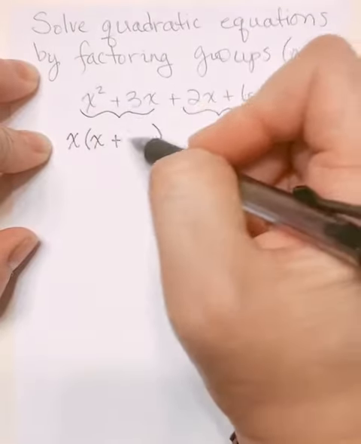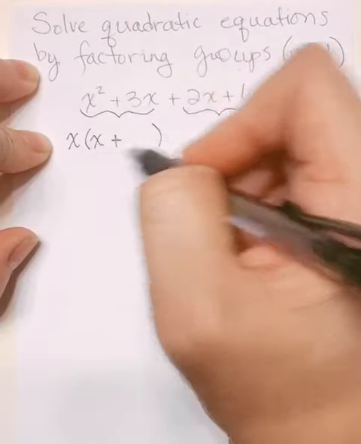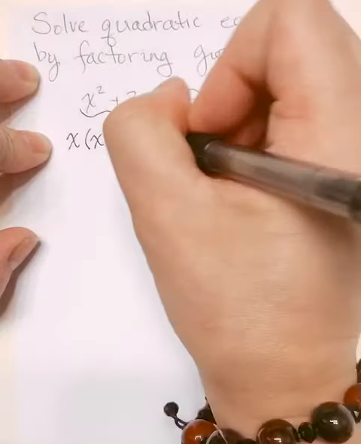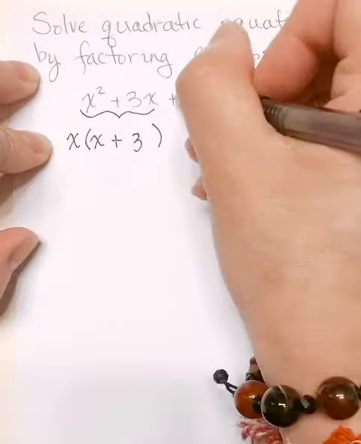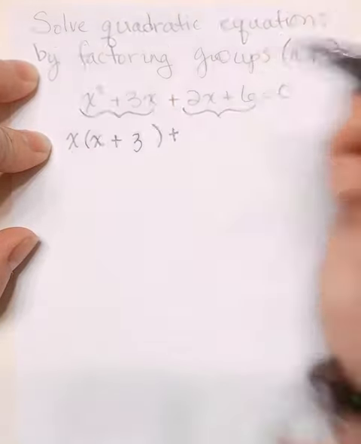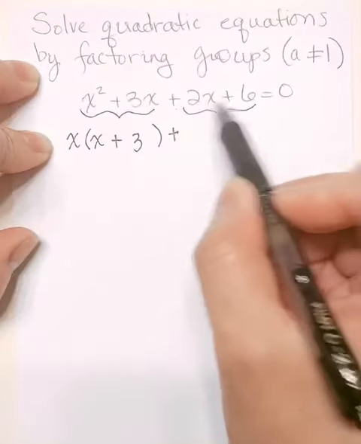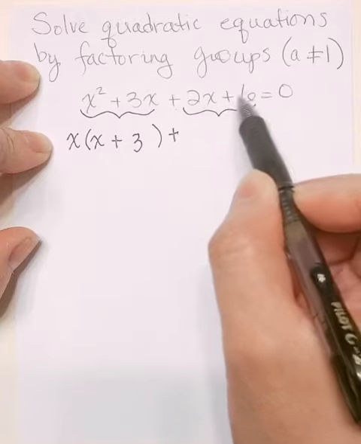And then to get 3x, you have to have a 3 in here. So x times 3 will give you 3x. So what's 3x is what we call the leftover. And then bring your plus sign down again in your original equation. So here's the second group. We have a 2x plus 6.